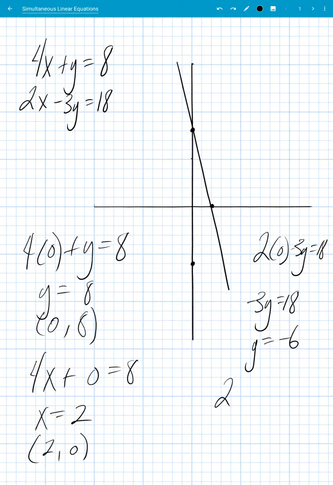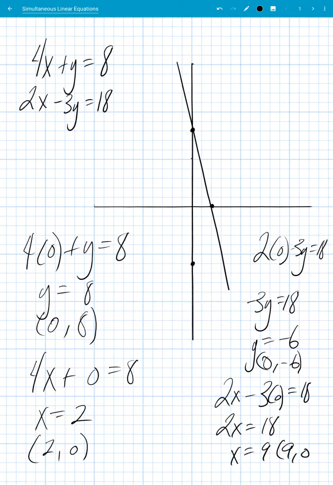2x minus 3 times 0 is equal to 18. So this gives me that 2x is equal to 18, and so x is equal to 9. So here I got (0, -6), and now here I'm going to get (9, 0). So I come out here to 9, which is here, and I get this point.